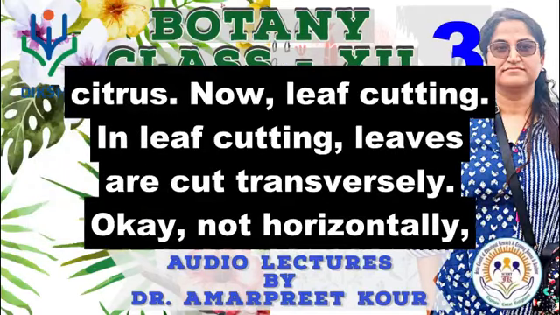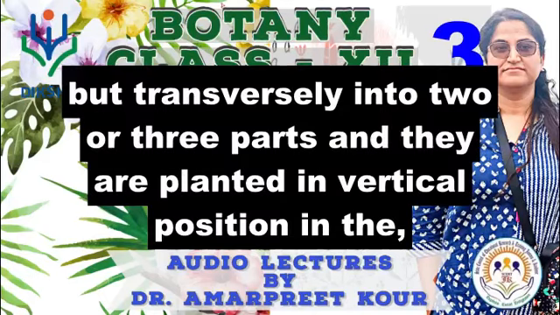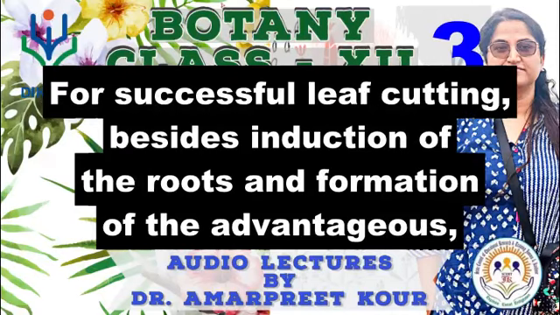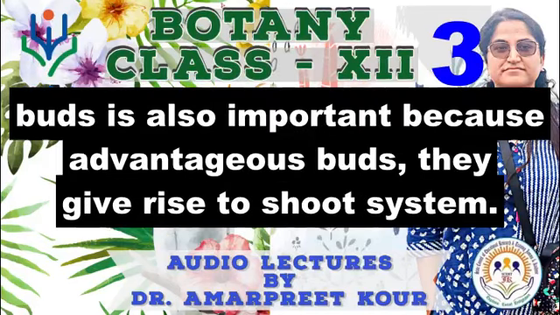Now leaf cutting. In leaf cutting, leaves are cut transversely. Okay, not horizontally but transversely, into 2 or 3 parts and they are planted in vertical position in the soil. Remember, they are cut transversely but they are immersed into the soil vertically. For successful leaf cutting, besides induction of the roots, formation of the adventitious buds is also important because adventitious buds give rise to the shoot system.